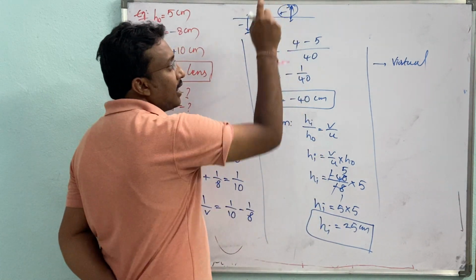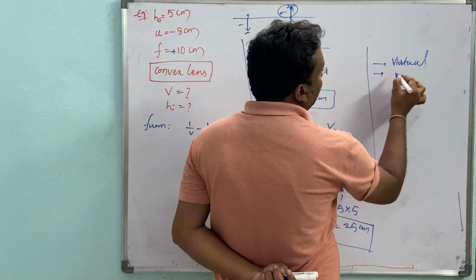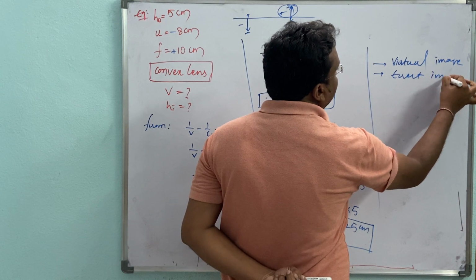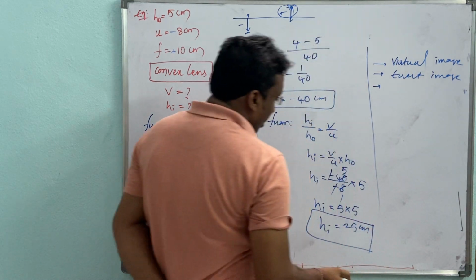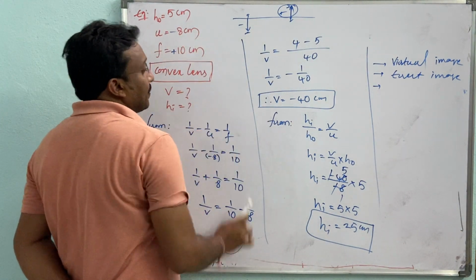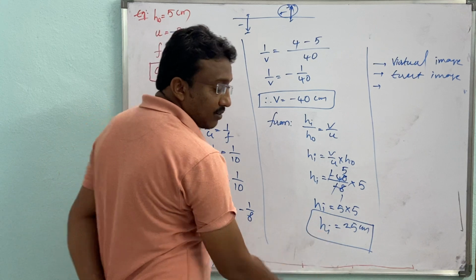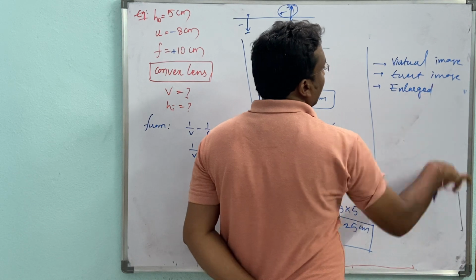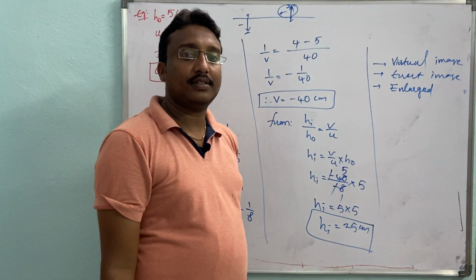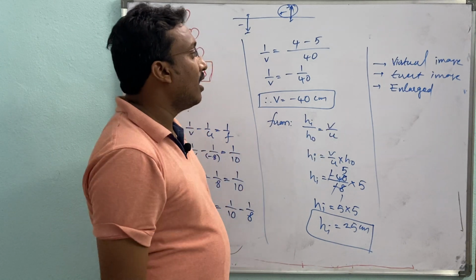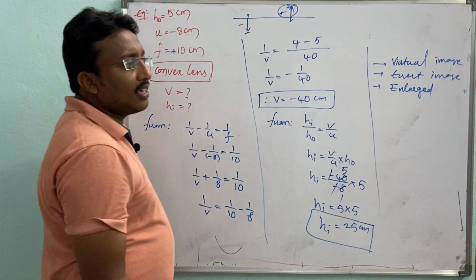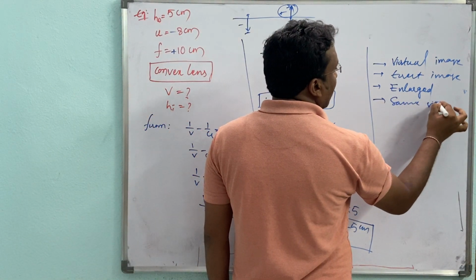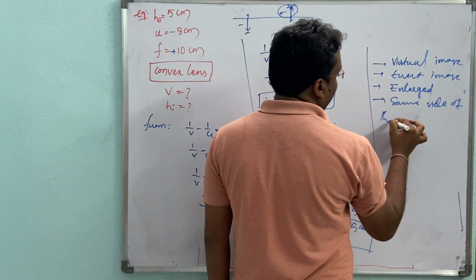Here we get positive, so above the principal axis. And we know that virtual images are erect images. Right. And here see the heights, 25 and 5. Which is the greater value? 25 is the greater value, no? Then this is known as an enlarged image. Got it? These are the characteristics, erect and enlarged. And on which side is it formed? Same side of the object.